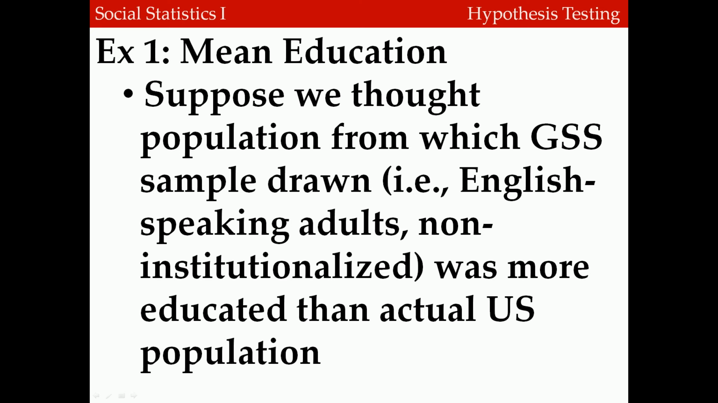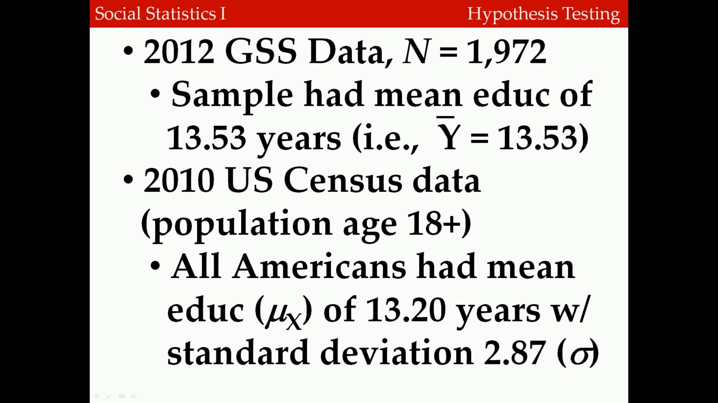And so recall that the General Social Survey was a sample of people who are English-speaking, non-institutionalized adults. And the question is, are they going to have a different education than all Americans? That is, those that include adults who may be in institutions or who are not English-speaking. And so suppose that we had some data from the 2012 General Social Survey from a sample of 1,972 cases. And suppose that we figured out that they had a sample mean education of 13.53 years.